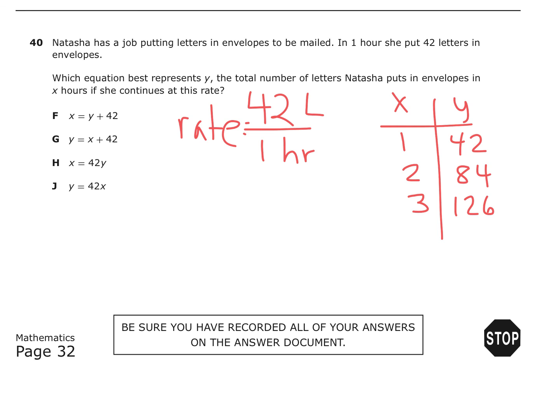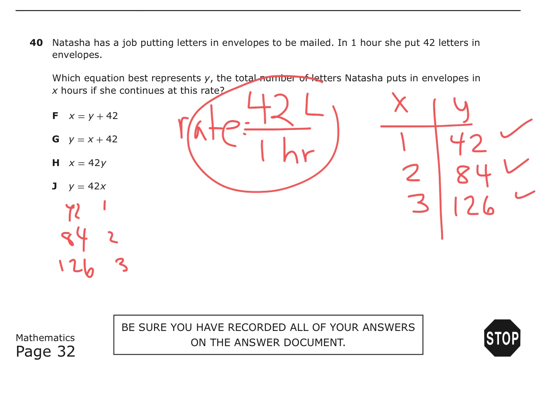And so this is proportional. So this is the slope right here, 42. So y equals 42x. So when x is 1, you would get 42. When x is 2, 42 times 2, you would get 84. And when x is 3, you would get 126. So it matches with this table that I made here, and that's a good way to check. Y equals 42x is the correct answer. And that was it for number 40.